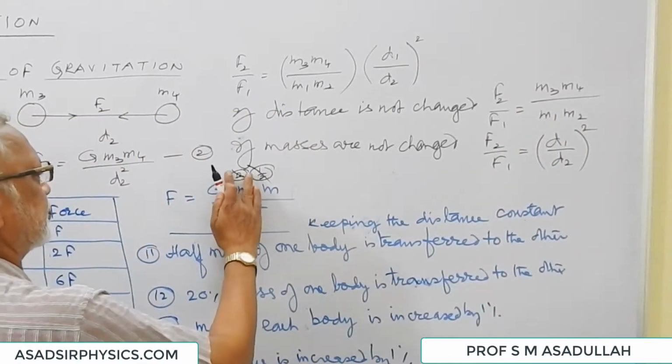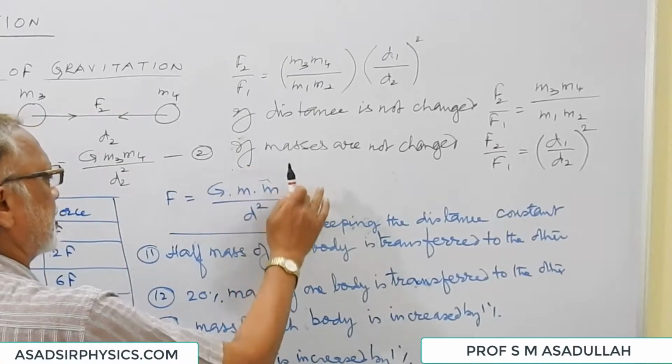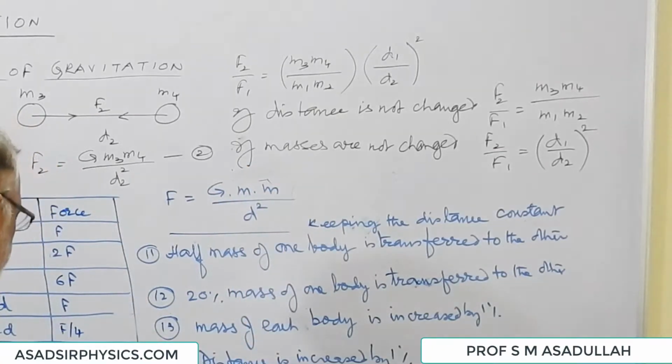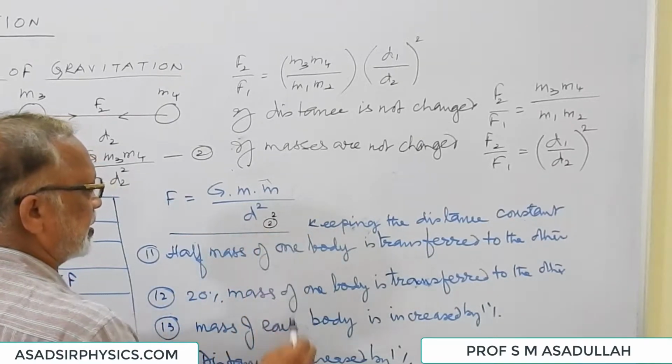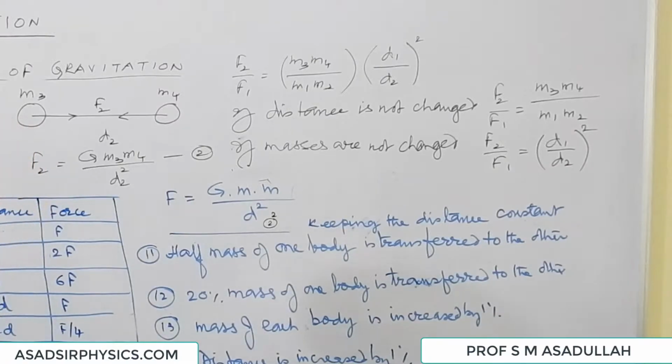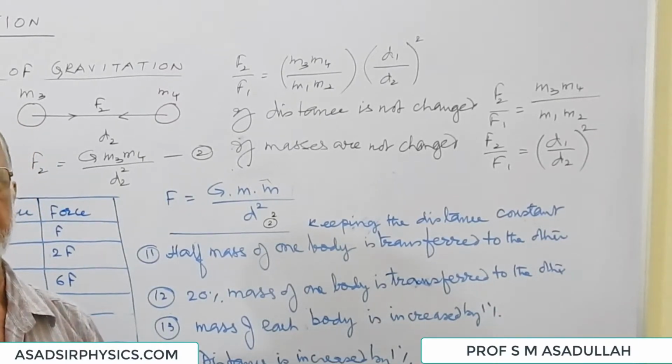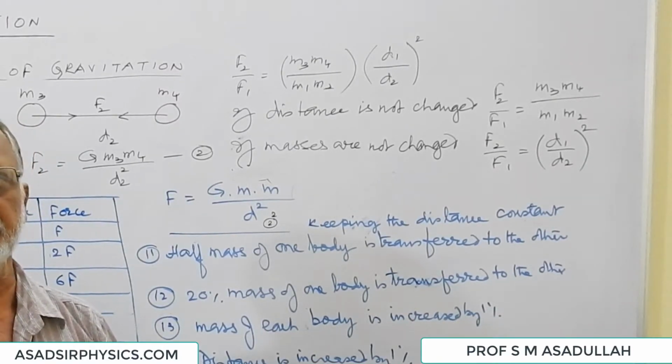Or you can use this reference formula and solve it. How to use this one? Distance is made 2d. So here you use 2. This is 2 square, that is 4. 4 is occurring in the denominator. So the new answer is 1/4 of the old answer.